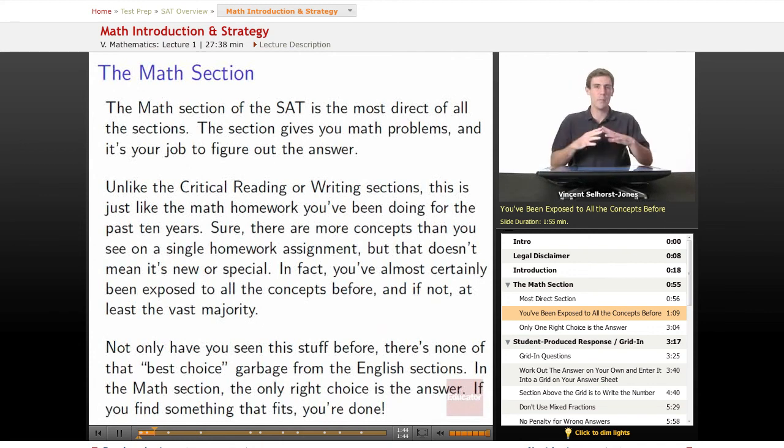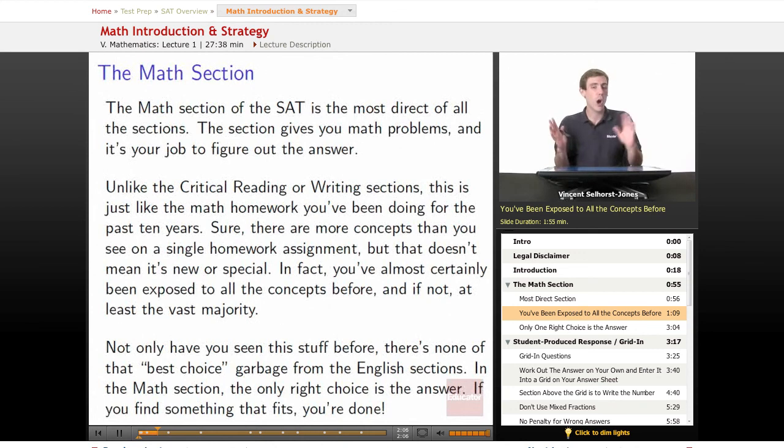So you've been thinking in a much different way than the English sections require. The English sections in the SAT are basically requiring you to use a skill that you've sort of been training in school, but haven't been directly training. But math, you've been directly training for it. It's just what you've been doing for a long time now. It's just like any homework assignment. You get problems, you answer problems.